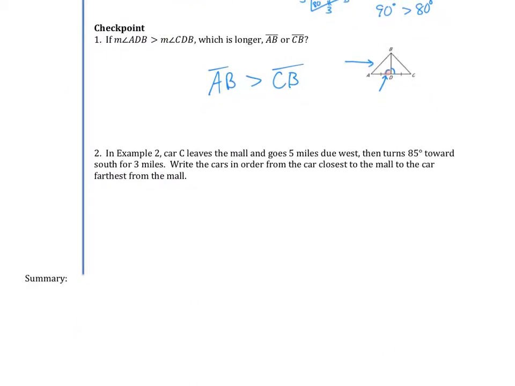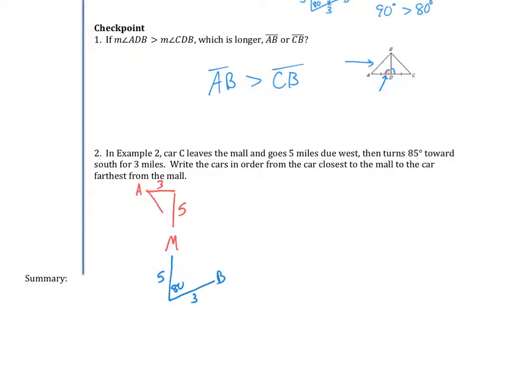Okay, and then the last example. In example 2, car C leaves the mall and goes 5 miles due west and then turns 85 degrees toward south for 3 miles. Write the cars in order from closest to furthest from the mall. So here's the mall. Car A goes 5 north, 3 west. Car B goes 5 south and then turns 80 degrees and goes 3 to the east.